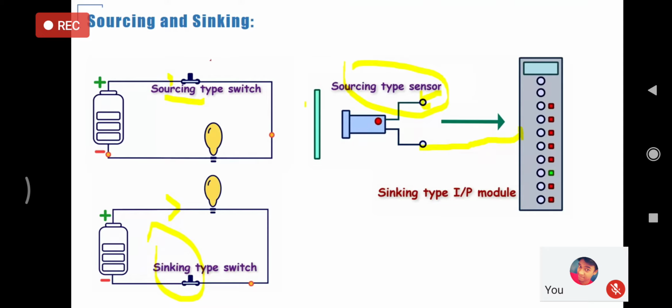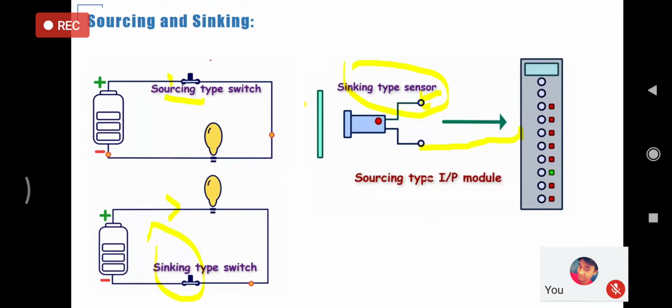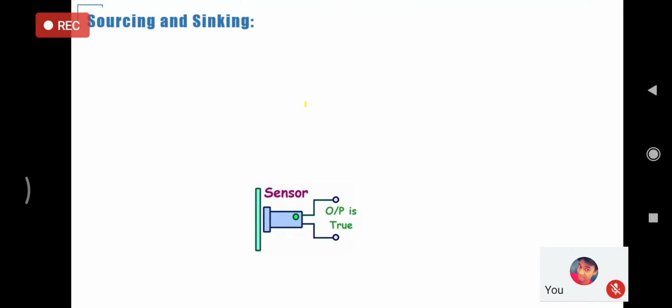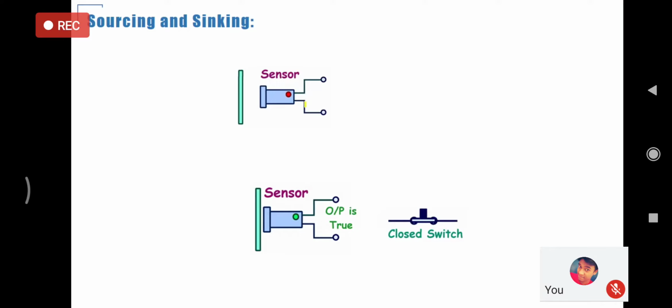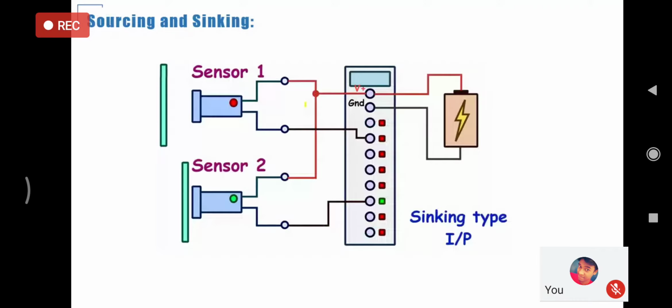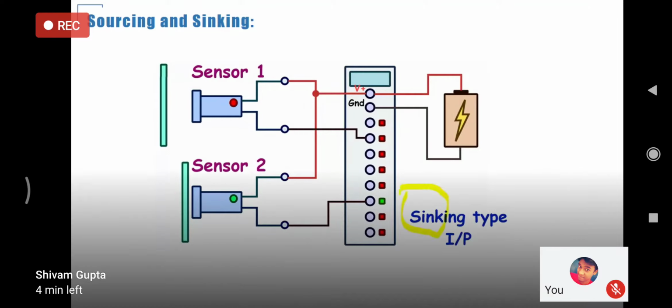When the sensor gives a true condition, it acts as a closed switch, and when it gives a false condition, it acts as an open switch. In the figure shown, the input module is a sinking type. We can see this as a sinking type module.